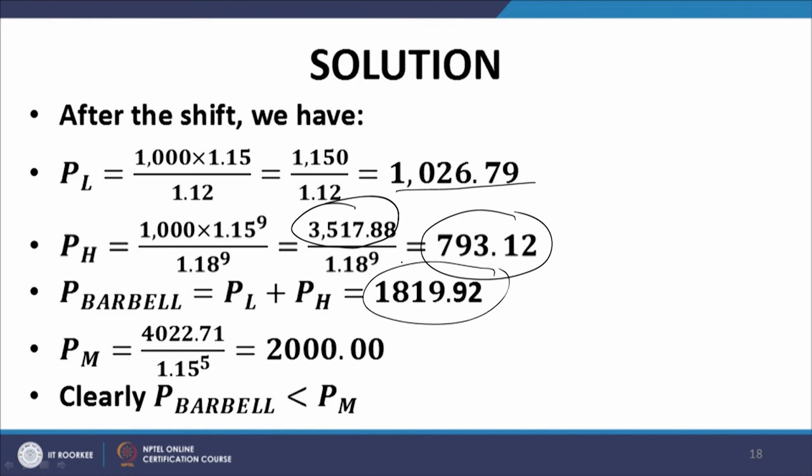And what is the present value of the liability? Present value of M. The present value of M is 2000. As you can see here, the rate is remaining unchanged at 15% and it has a maturity value of 4022.71. So, clearly due to the steepening of the curve, the present value of assets, that is the barbell assets, has gone below the present value of the bullet liability. Present value of the barbell assets is 1819.92, present value of the bullet liability is 2000.